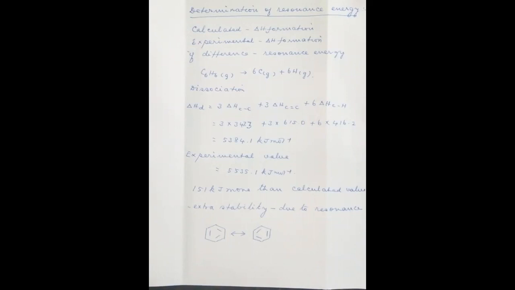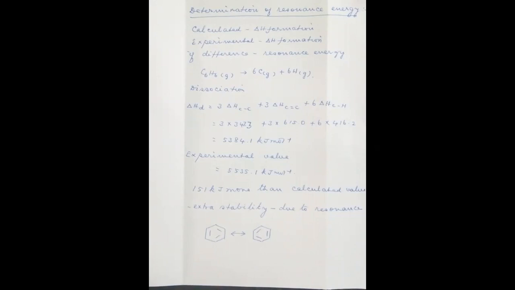What will happen if benzene is dissociated? You will be getting 6 carbon gaseous atoms and 6 hydrogen gaseous atoms. So the dissociation involves the breaking of 3 carbon-carbon single bonds, 3 carbon-carbon double bonds, and 6 carbon-hydrogen bonds. When you substitute these values, you are getting 5384.1 kilojoule per mole. That much energy has to be used to break the benzene into individual atoms.